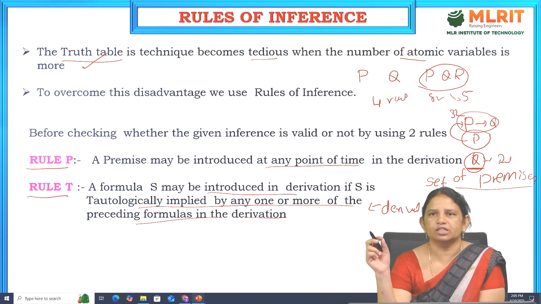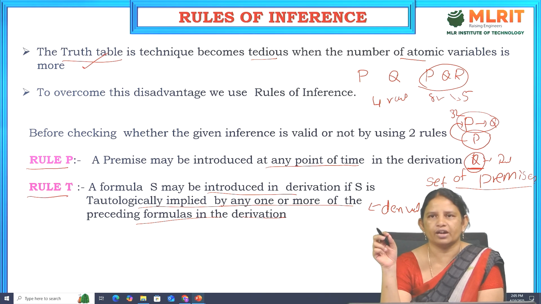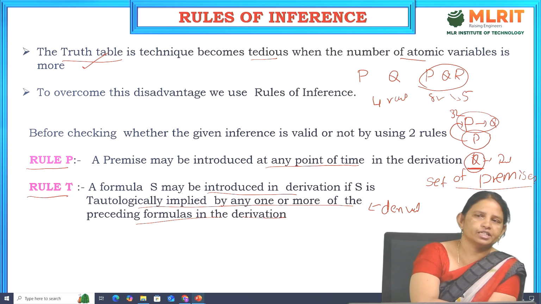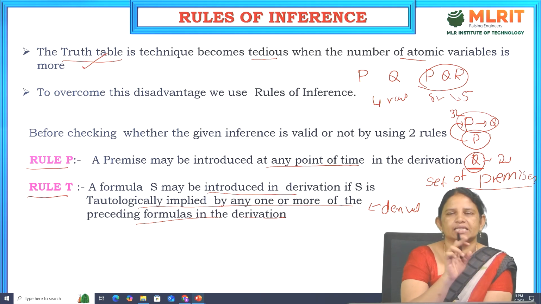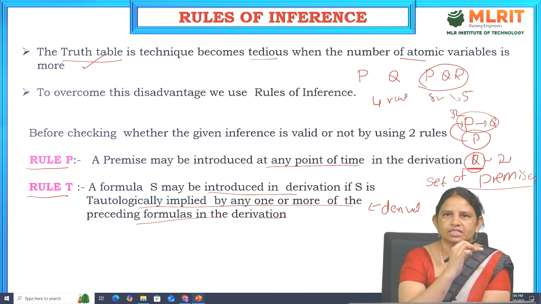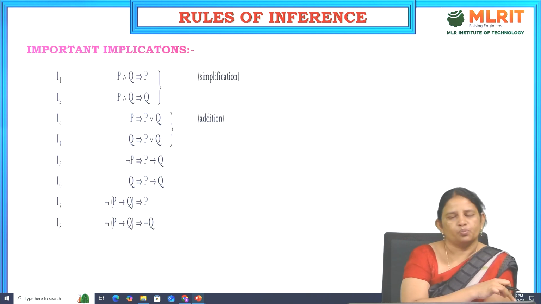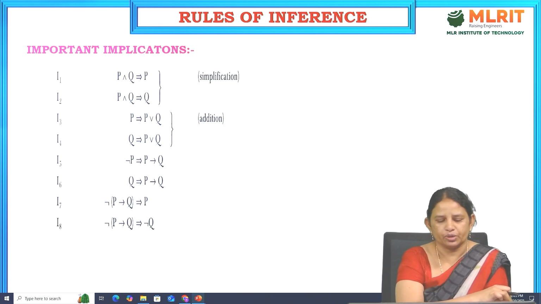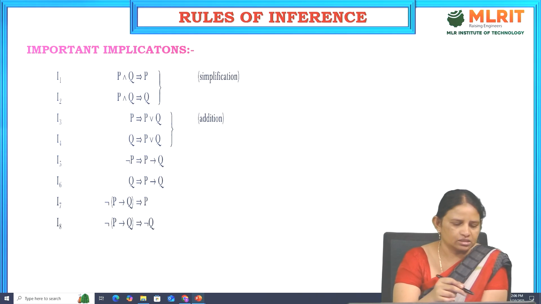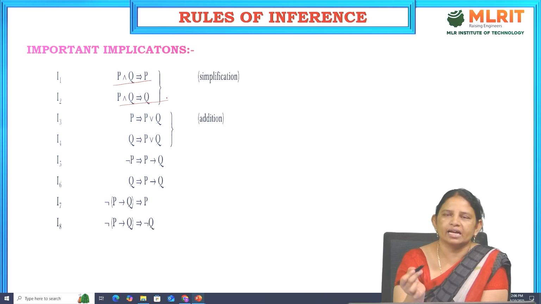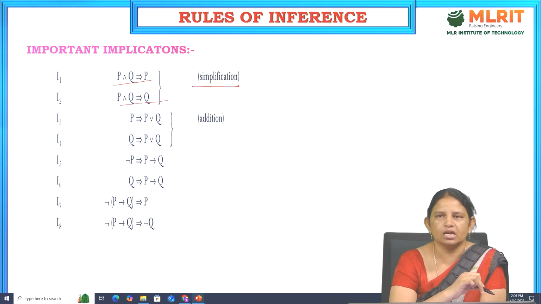So, we need to remember these 2 rules before applying the rules of inference. What is rule P? Rule P already exists in the set of premises. Rule T is applied when a new premise is derived from the set of formulas. Before starting the examples, we need to remember some rules of inference. These are important formulas we need to remember to derive the conclusion. There are some important implications. P and Q: we can write either P or Q. That is called simplification.